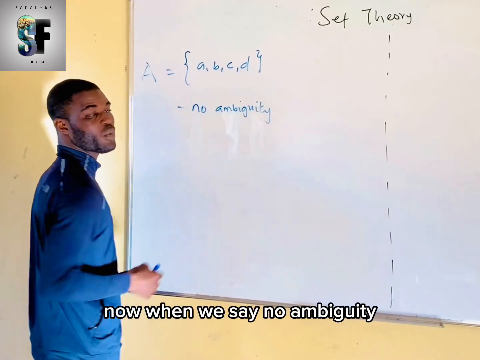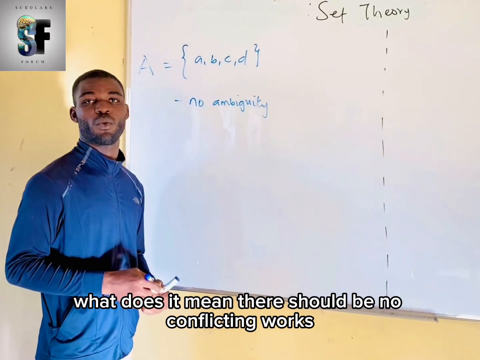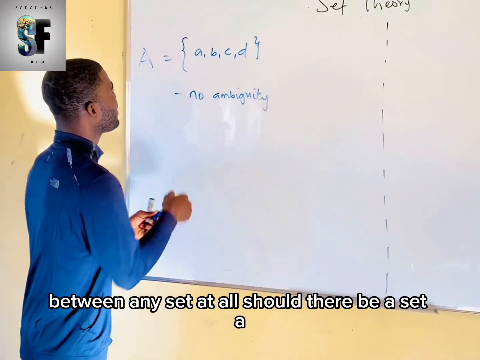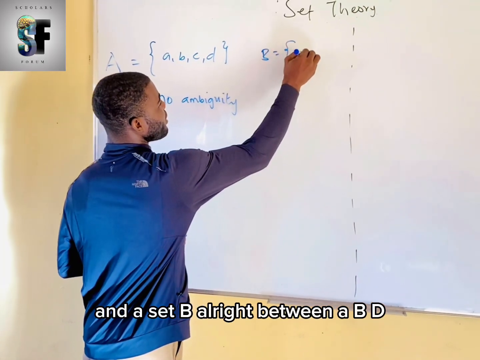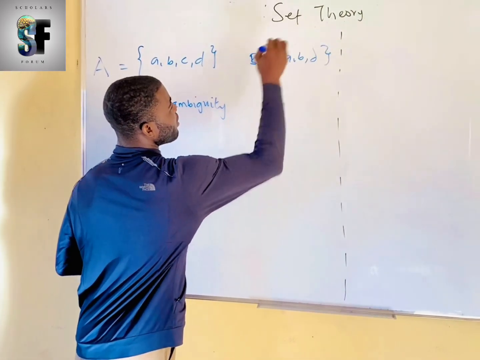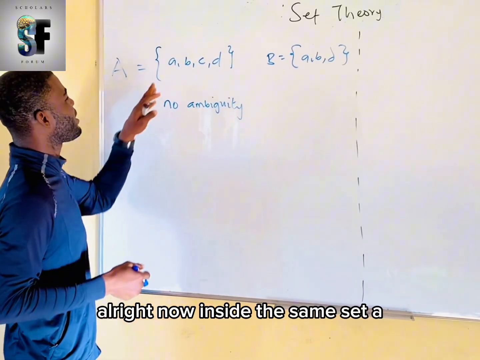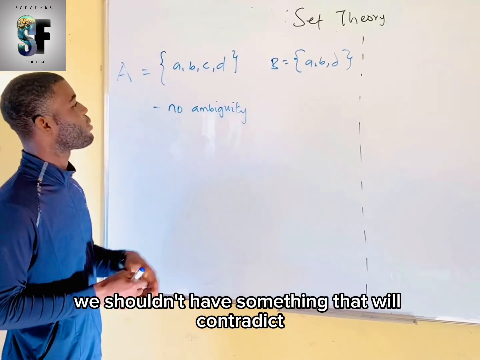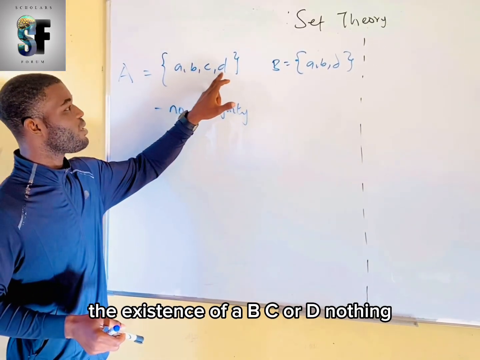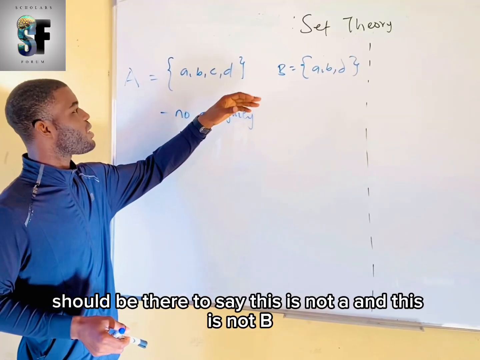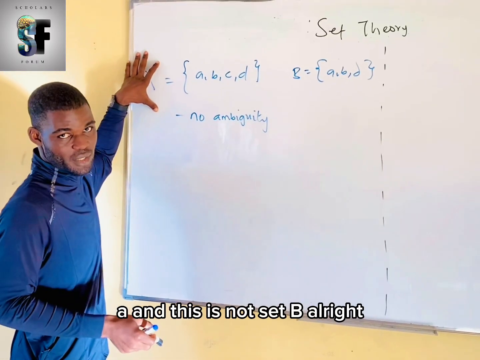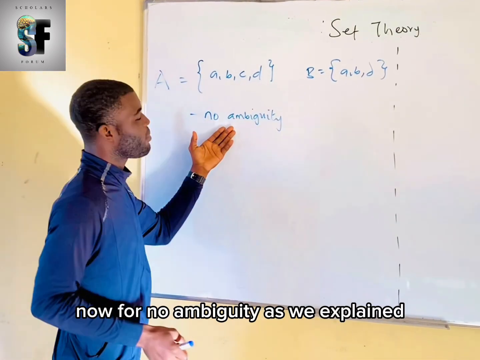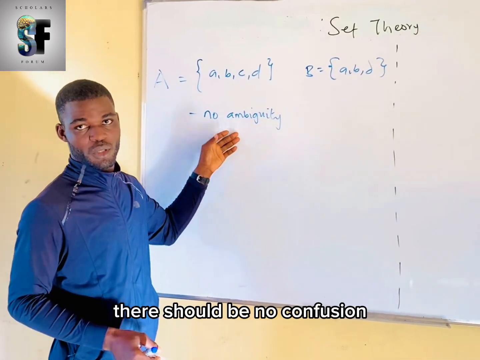Now, when we say no ambiguity, what does it mean? There should be no conflicting words in any set at all. Inside the same set A, we shouldn't have something that will contradict the existence of A, B, C, or D. Nothing should be there to say this is not A and this is not B. And nothing should say that this is not set A and this is not set B. So for no ambiguity, there should be no confusion in a set.